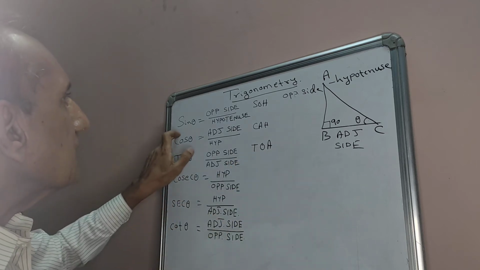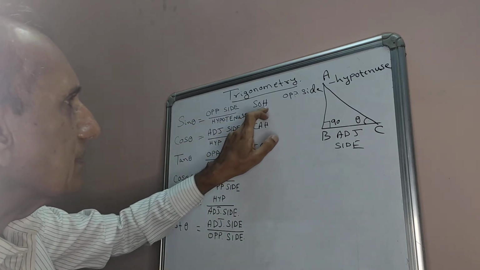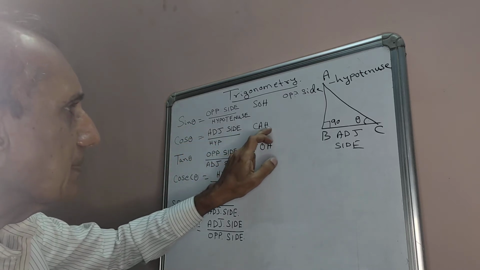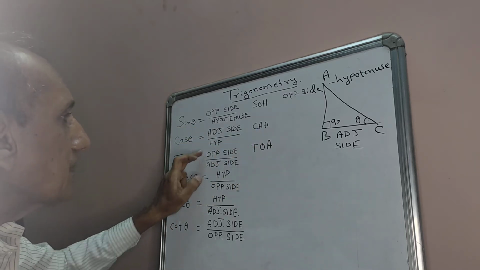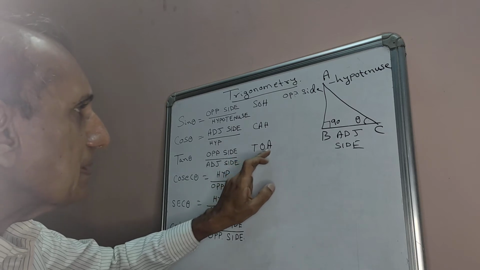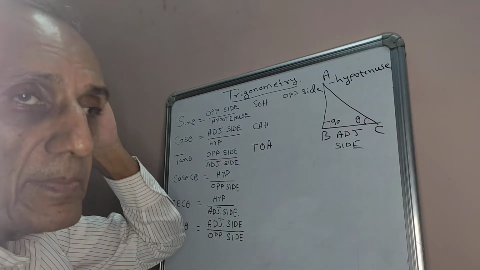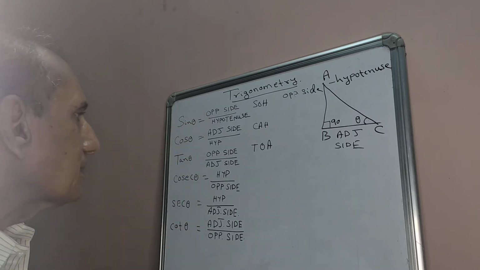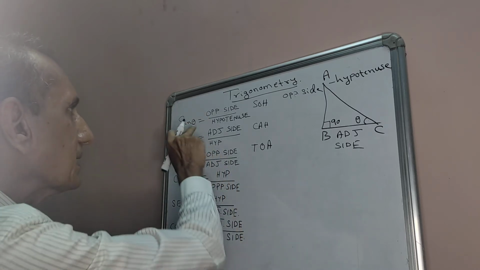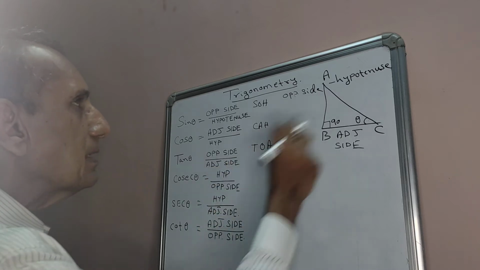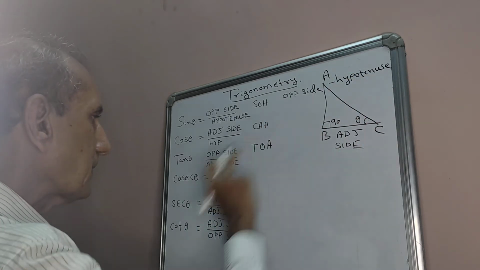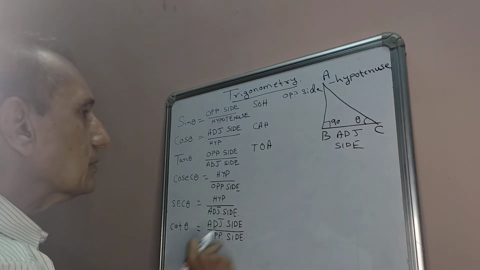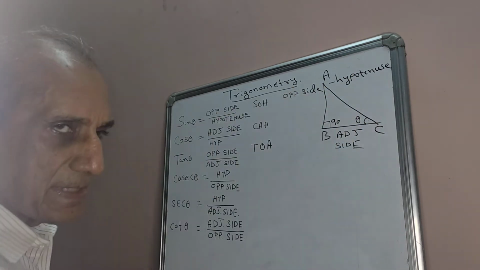SOH: sine is opposite by hypotenuse. Cos is adjacent side by hypotenuse. Tan is opposite side by adjacent side. So that is a shortcut to remember these three. These three are again the opposite of these. Cosecant is nothing but 1 by sine, so 1 by sine is hypotenuse by opposite side. Secant theta is hypotenuse by adjacent side, and cot theta is always adjacent side by opposite side.